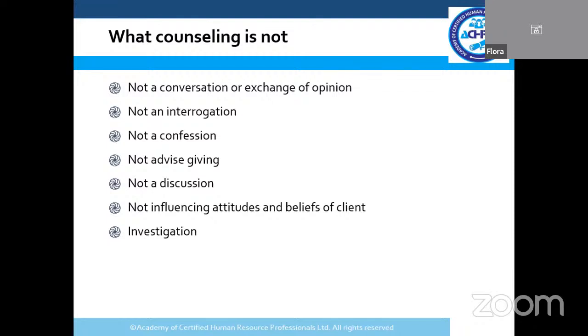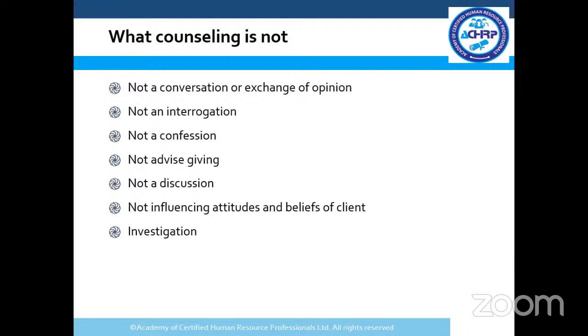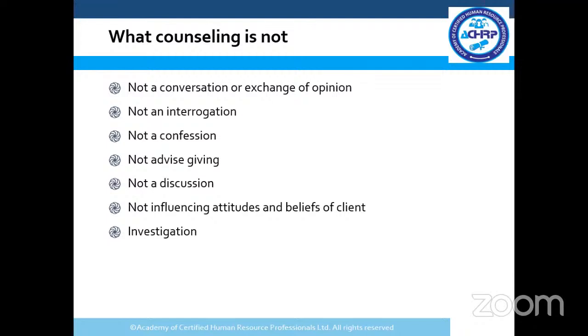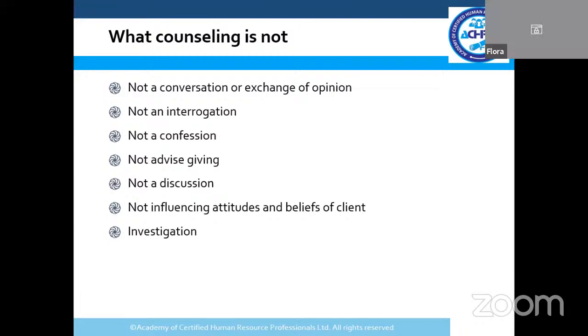It's not about advice giving. It's not a discussion. It's not whereby you need to influence the attitudes and beliefs of the client. Like you say, with due respect, Flora, I wish you could have gotten saved, due respect to the ones who are saved, you would not be going through all these issues. So kind of, you want to influence me to be saved the way you are. Please, let's not influence the clients, their attitudes and their beliefs.